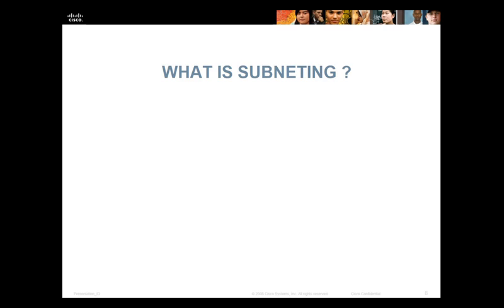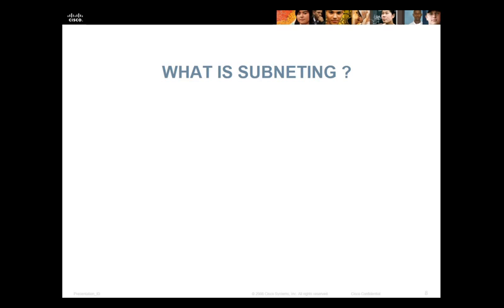Now, the question is, what is subnetting? Subnetting stands for sub-network. In other words, subnetting acts as a way of breaking down your network into smaller networks. It's a process where we borrow portions from our host and give to our network.